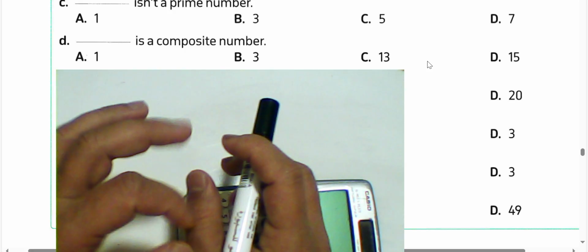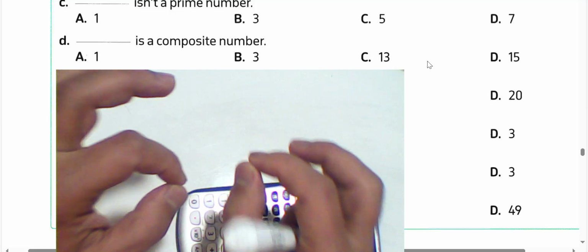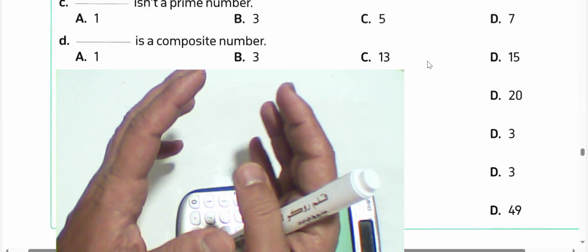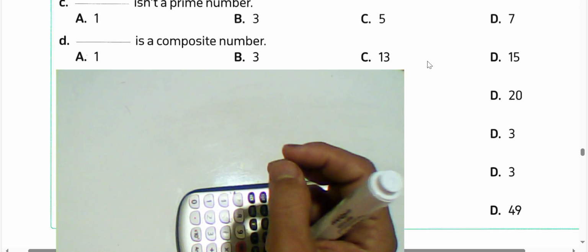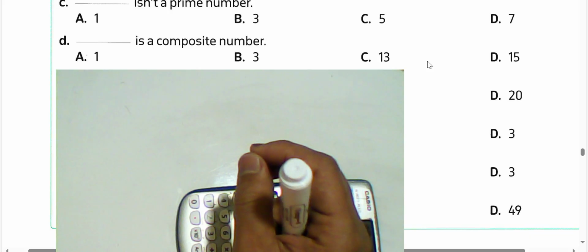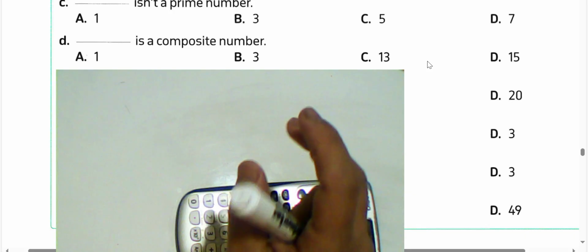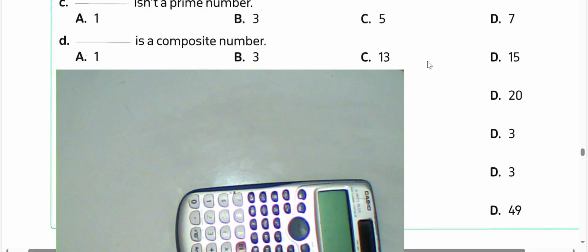Okay, understood? 1 is not composite because 1 has only 1 factor, but a composite number means the number can be divided by itself and 1 and more than 2 factors. Any composite number has extra factors, greater than 2. The number of factors of a composite number is greater than 2. Like 15, but 13 and 3 we call prime numbers. And 1 is neither composite nor prime.